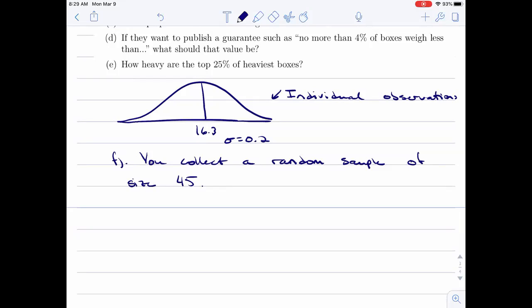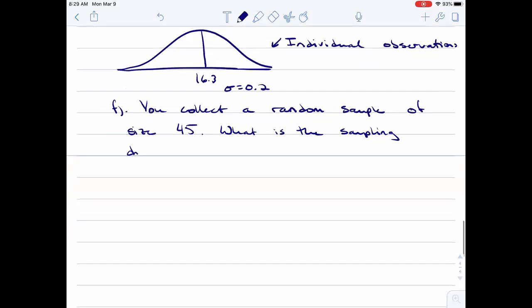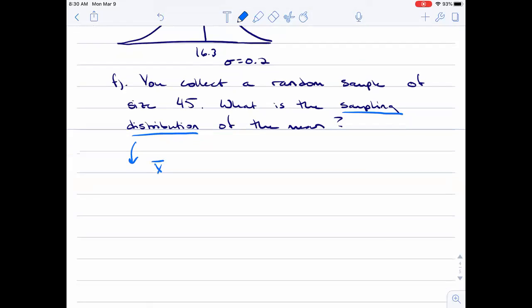So what I would usually say, just to warm you up and alert you to the fact that we're actually talking about a mean observation here, I would say, what is the sampling distribution of the mean? The sampling distribution is that X bar follows a normal distribution with a mean mu and standard deviation sigma over root n.